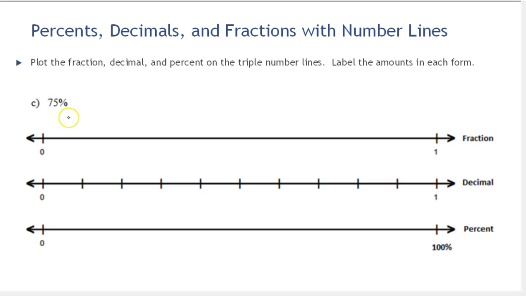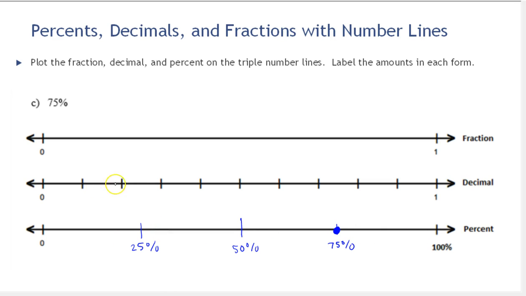Here we're given 75%. Okay, so 75%, you can think of quarters. There are 75 cents in $1, or 3 quarters. Okay, so let's cut the percent into halves, and then we'll cut the halves into halves. So half of 50% is 25%, and halfway between 50% and 100% is 75%. Okay. So here's 75% on our percent number line.